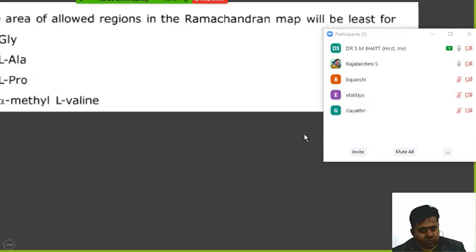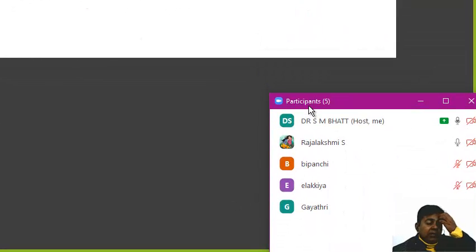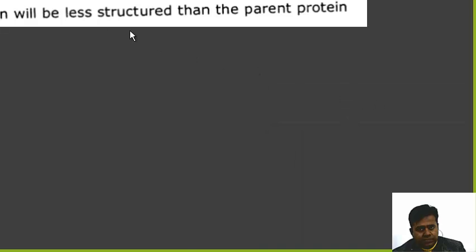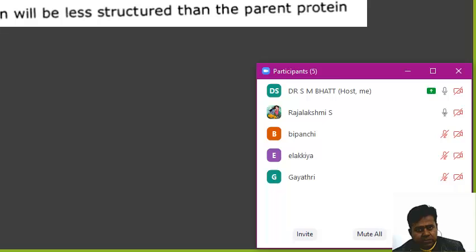Tell me this one. Area of allowed region in the Ramachandran map will be least for... Earlier, I think we have solved this. So if a protein has 30% alanine, if all the alanine are replaced by glycine, what will happen? Helical content will increase, beta sheet content will increase, there will be no change in conformation, or the alanine substituted protein will be less structured than the parent protein. Anyone else? How will beta sheet conformation increase?